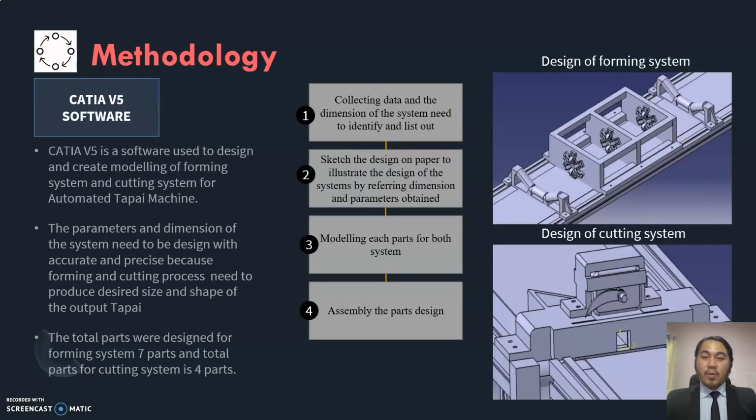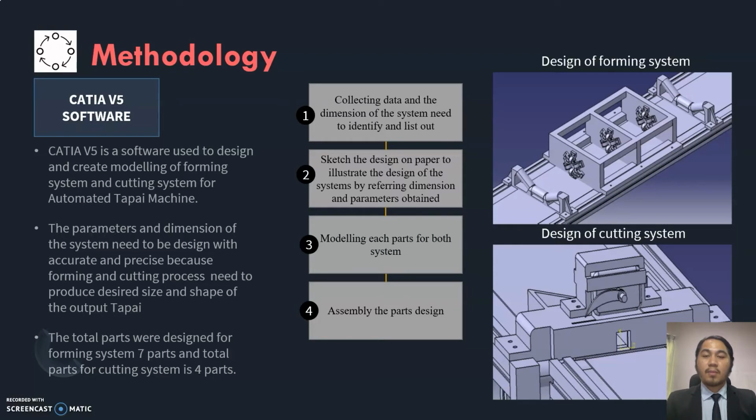CATIA V5 software. CATIA V5 is the software used to design and create modeling of the forming and cutting system for the automated Tapai machine. The parameters and dimensions of the system need to be designed accurately and precisely, because the forming and cutting process need to produce the desired size and shape of output Tapai. The total parts per design for the forming system is 7 parts, and the total parts of the cutting system is 4 parts.